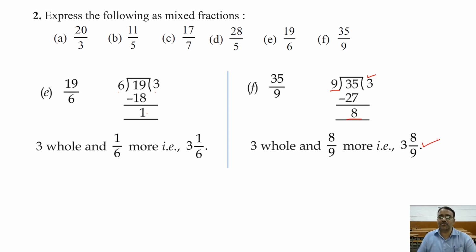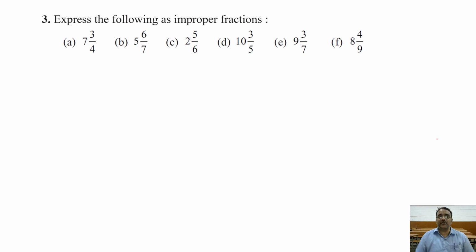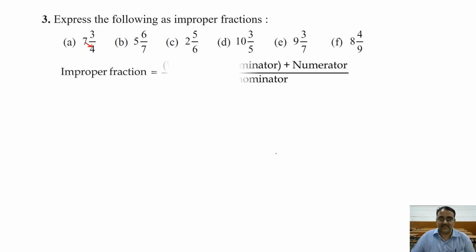Now we'll move toward question number 3. Express the following as improper fraction. तो इसमें हम लोग क्या करेंगे? देखो ध्यान से, होल को डिनोमिनेटर से मल्टीप्लाई करेंगे. We will multiply whole with the denominator, then after we have to add the numerator. See, this is the formula. Whole into denominator plus numerator, then divided by denominator.